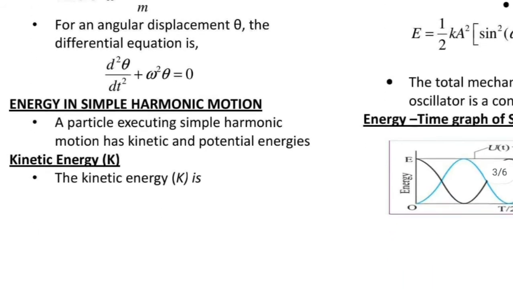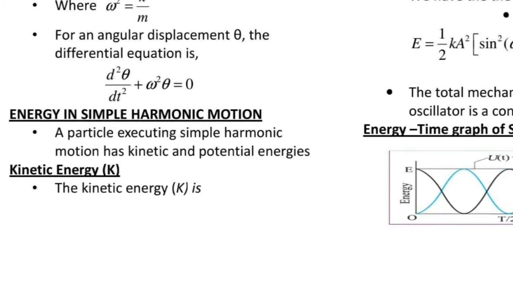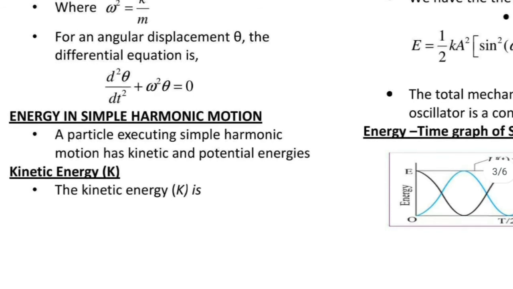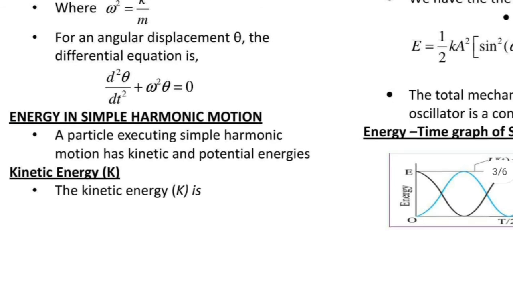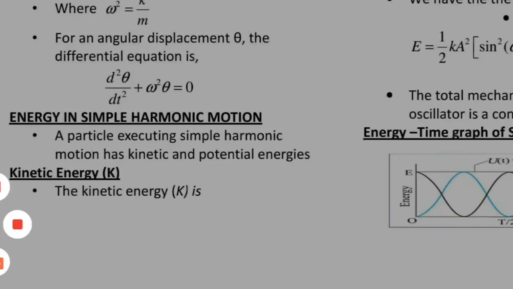Now let's discuss energy in simple harmonic motion. When an object is in simple harmonic motion, the object has both potential energy and kinetic energy. So its total energy will be the sum of kinetic energy and potential energy. Now let's discuss what kinetic energy is.